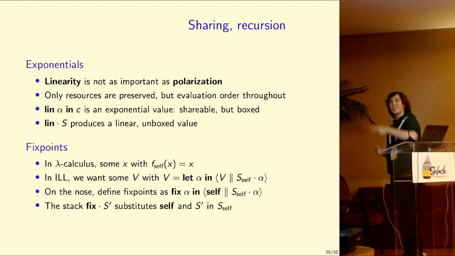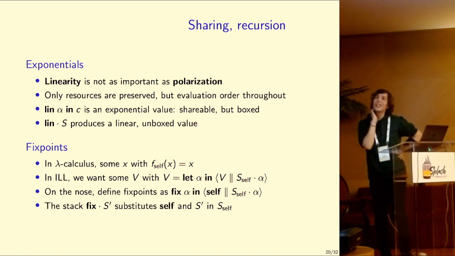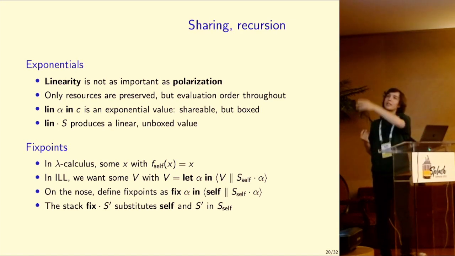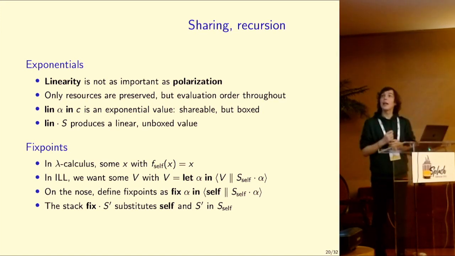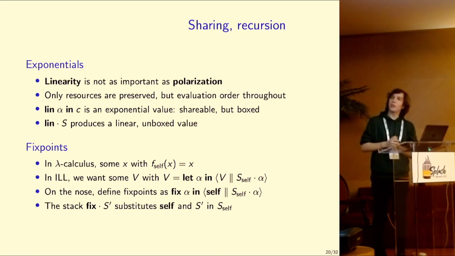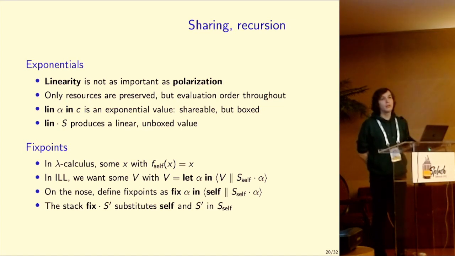So in resource analysis, surprisingly, linearity we found is not as important as polarization, meaning that linearity is only required for resources, so for resource-bearing data. If data does not hold potential, it can and should be shareable freely, but only resources need to be unduplicated. On the other hand, polarization is very important because this is what defines the evaluation order of the program, and so which cost profile it's going to have.